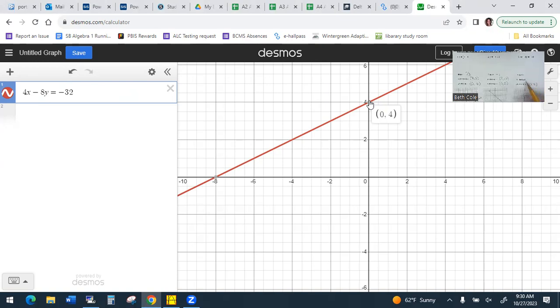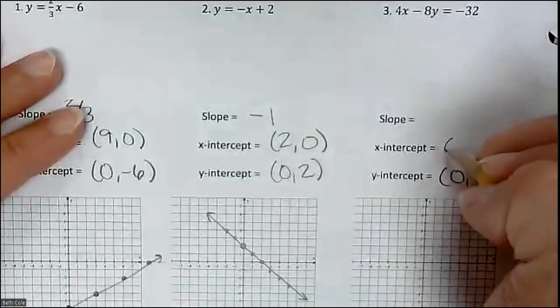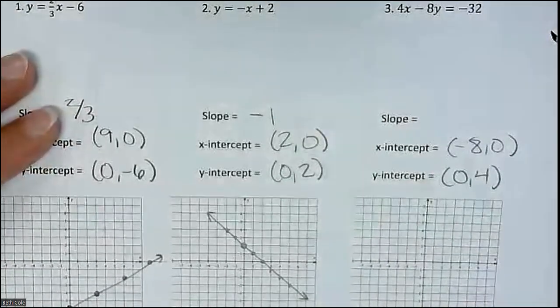You can still see where I'm writing, kind of. It's just tiny in this little box here. All right, and then I'm going to click on the x-intercept. Do you see that one? Write that on your paper, (-8, 0). So do you see how I just got that from the calculator?